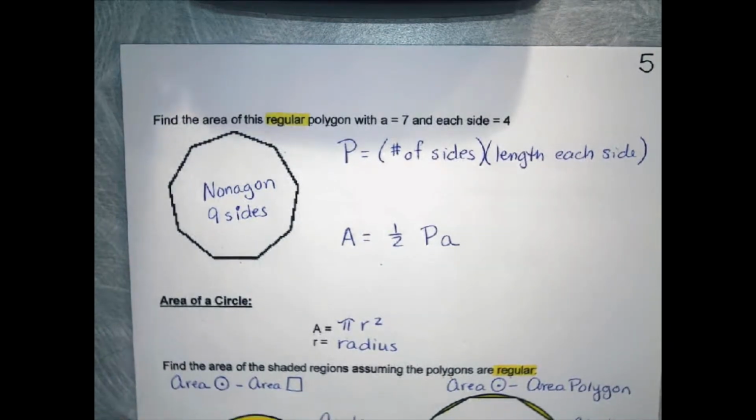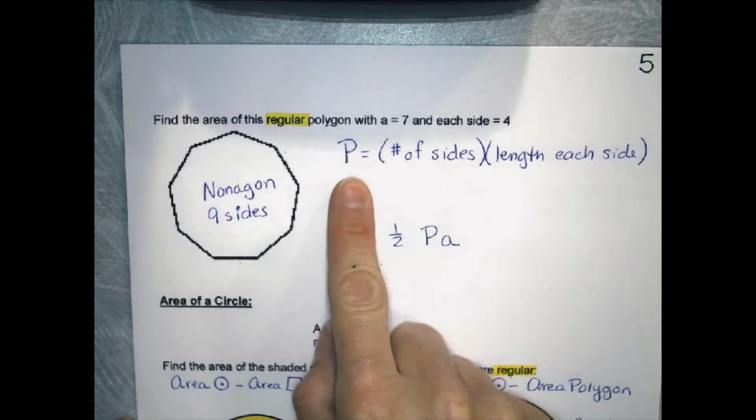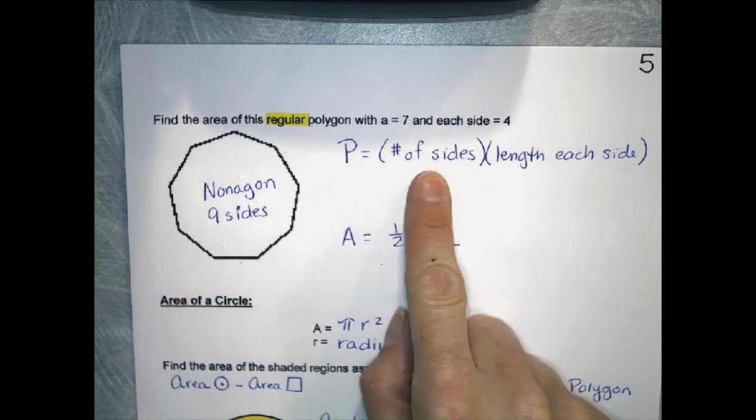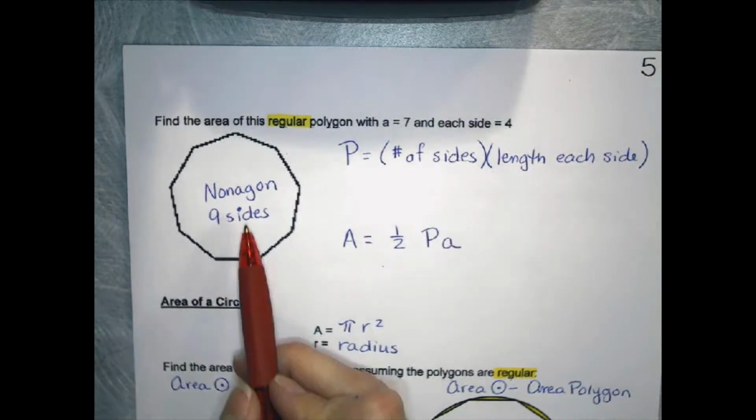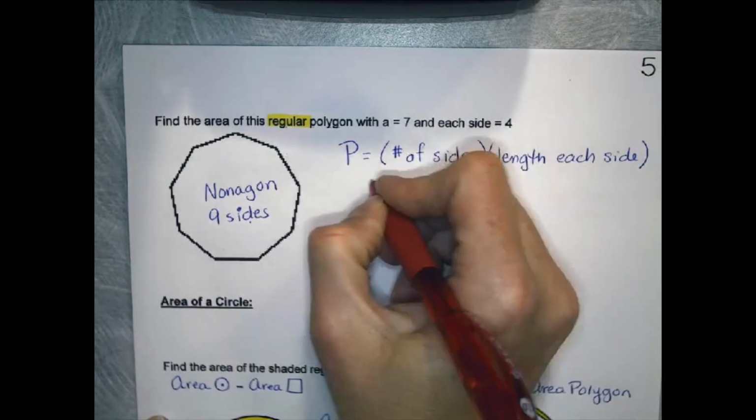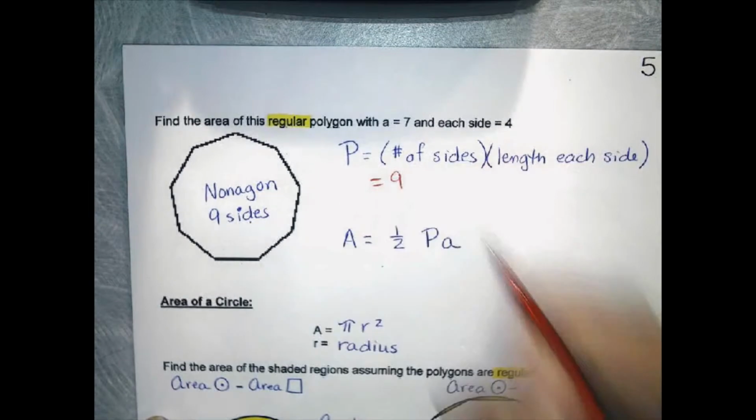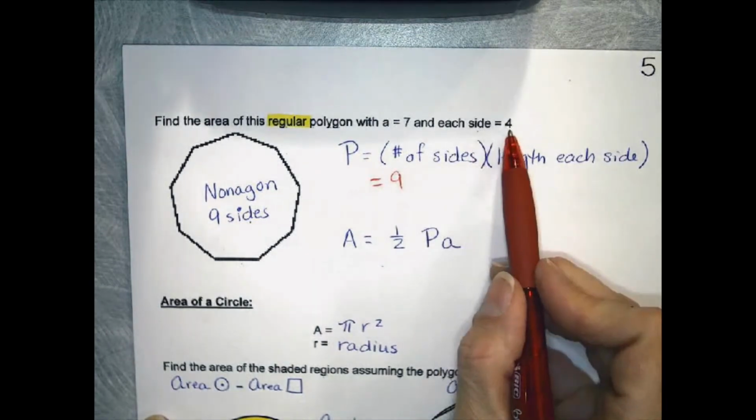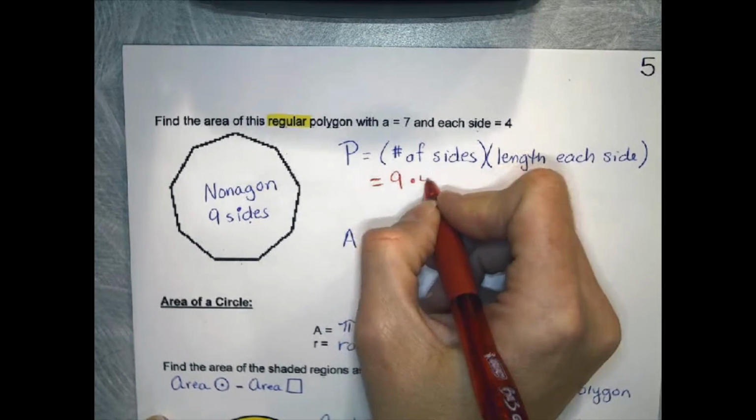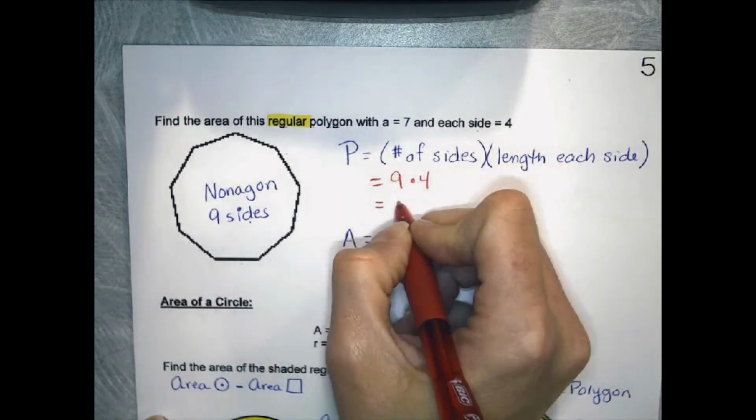The perimeter of a polygon is equal to the number of sides times the length of each side. Because I have a nonagon, the number of sides is going to be 9, and according to the question, it says that each side is 4 units. So 9 times 4 means that I would have a perimeter of 36.